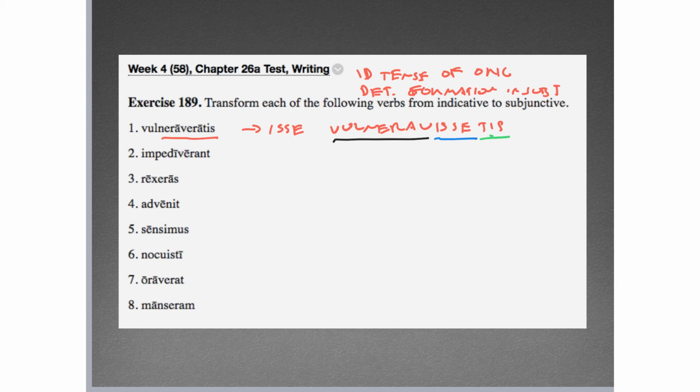Numbers 2 and 3 are also pluperfect, so let's find a different one. How about number 6, nocuisti, which is perfect. So nocueris. And again, I left the U out. Nocueris. Sorry about that. So stem, tense sign, ending is the S. And I'll leave the rest for you.